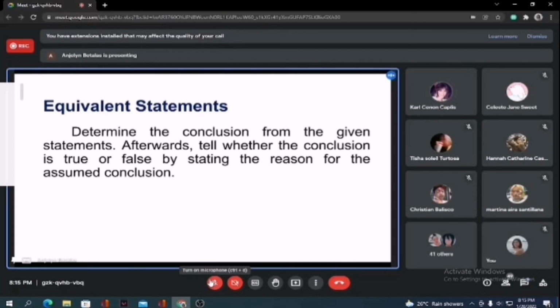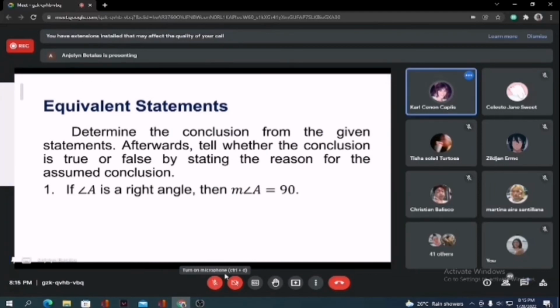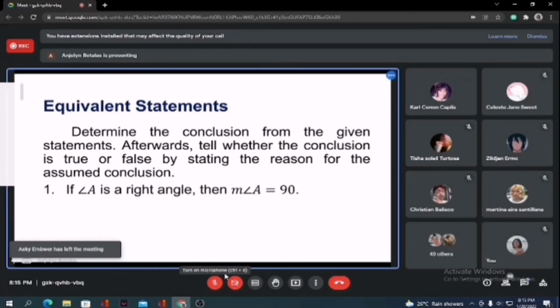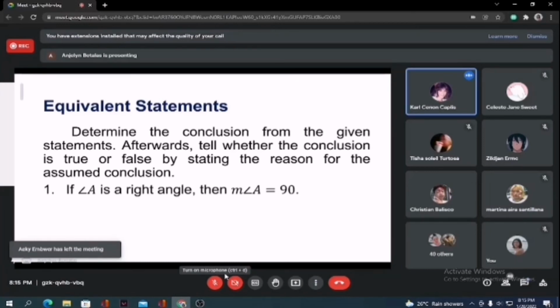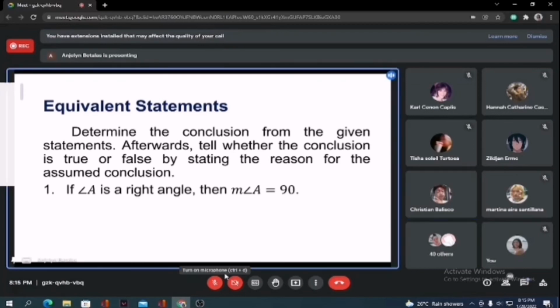Determine the conclusion from the given statements. Afterwards, tell whether the conclusion is true or false by stating the reason for the assumed conclusion. If angle A is a right angle, then the measure of angle A is 90 degrees. Is it true? True.